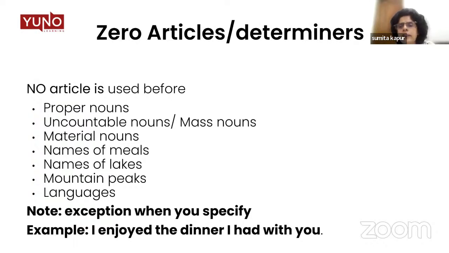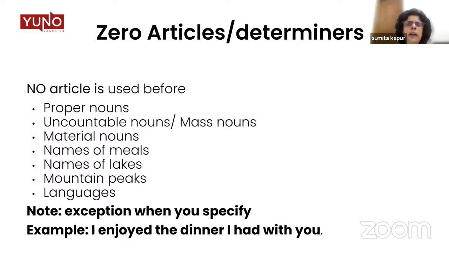Like, no article is used before proper nouns. We don't say, "I live in the Delhi," "I live in the India." No, we don't use it. So "I study in the Delhi University" is incorrect. We do not use "the" before proper nouns. We don't use it before uncountable nouns or mass nouns.